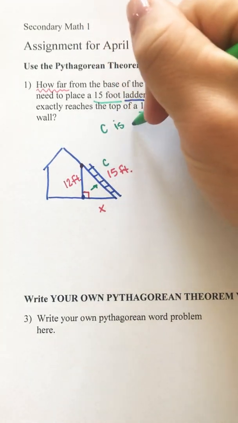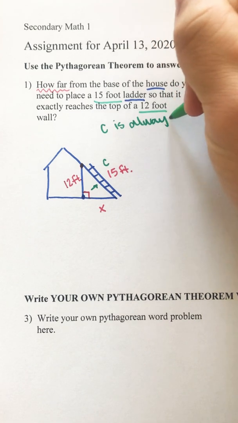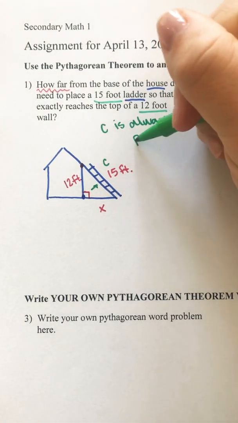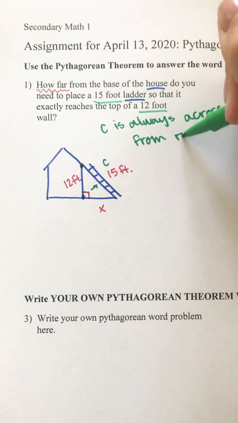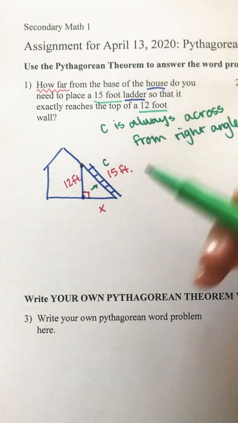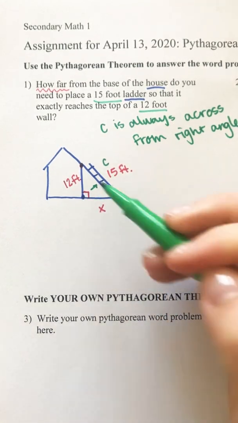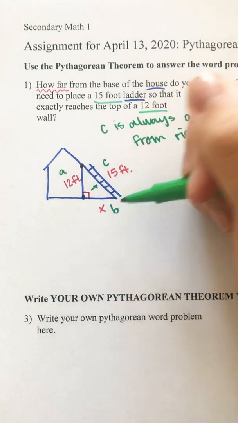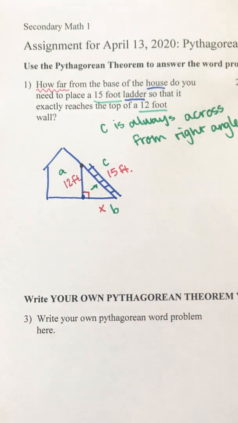C is always across from the right angle. Okay, we know that's always C. Okay, A and B, it doesn't really matter. So you can go ahead and label 12 as A, X as B. You could have labeled X as A, 12 as B. Does not matter. The only side that matters is that C, okay?